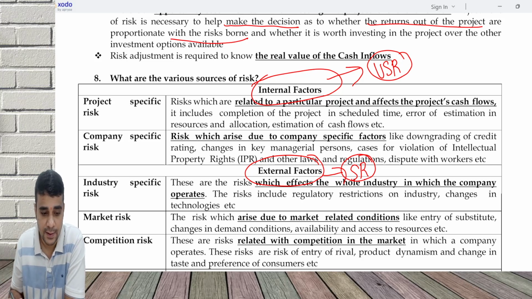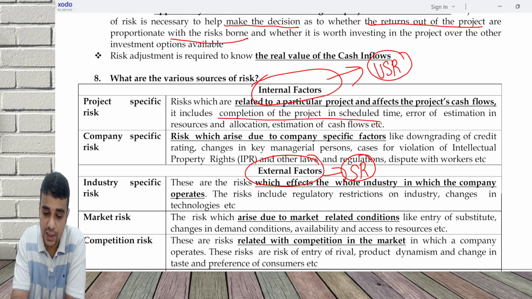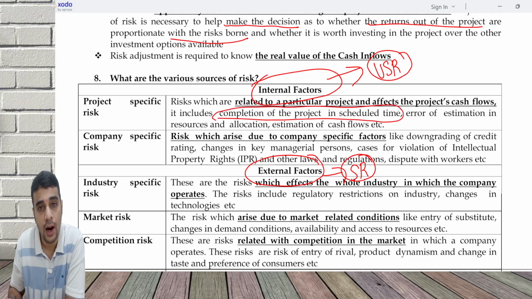In the internal factors, that is business risk and financial risk. What is business risk? The factors which are impacting my business. Financial risk is debt, equity mix and other factors. Here we classify them as project specific risk and company specific risk. That is, I am doing a specific project. In the project, what can happen? Whether the project will get over in the scheduled time or not. If it's not getting over in the scheduled time, there is going to be an impact on my cash flow. Error of estimation in resources and allocation, error in estimation of cash flows.